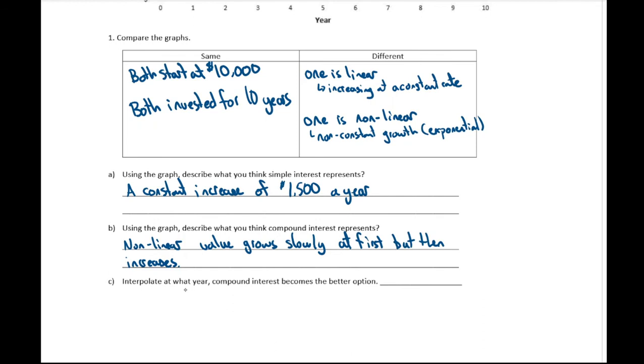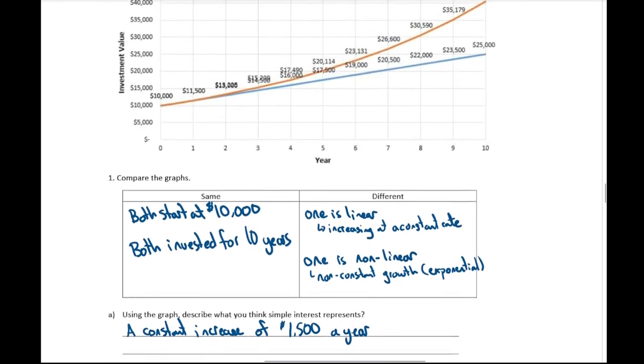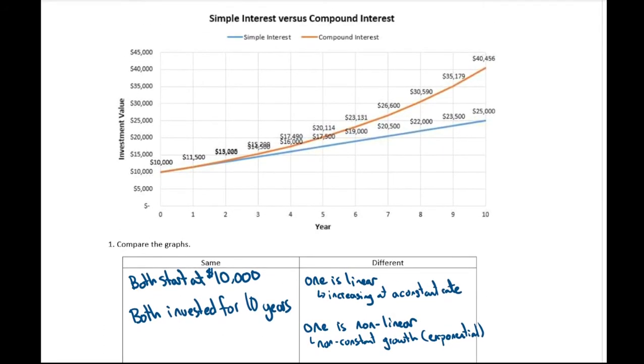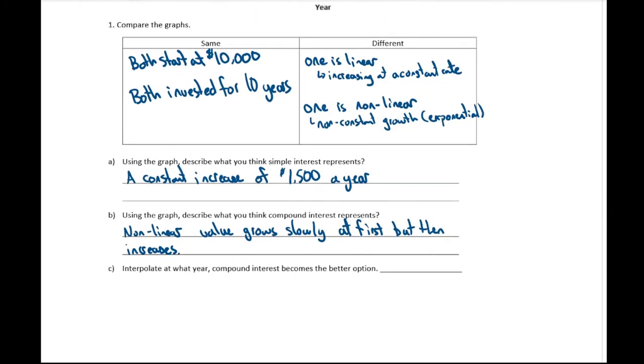Interpolate at what year compound interest becomes the better option. So if we look at this, when does the orange option become better? Right? When is it better to have compound interest? Right? Interpolation just basically means make a prediction within the graph that you have or within the data points that you have. So we can just add that as well.